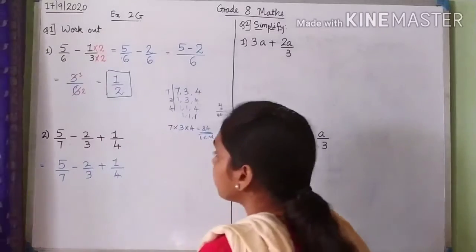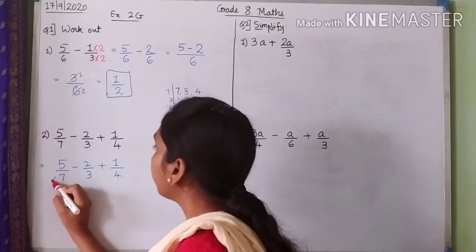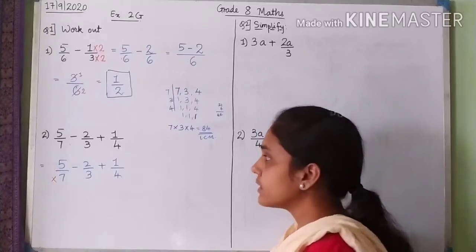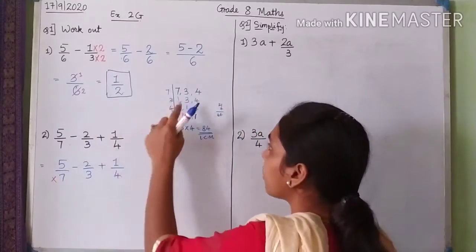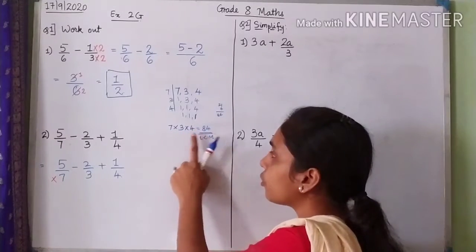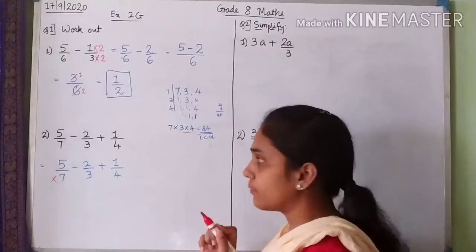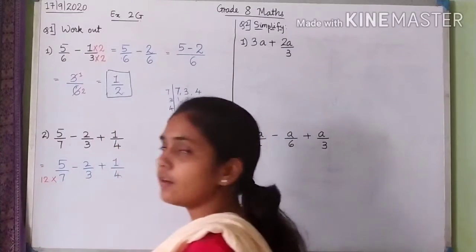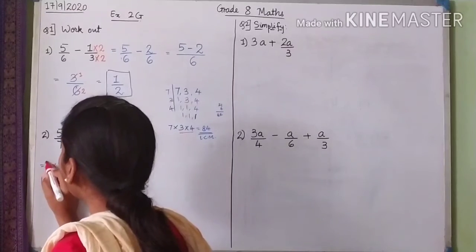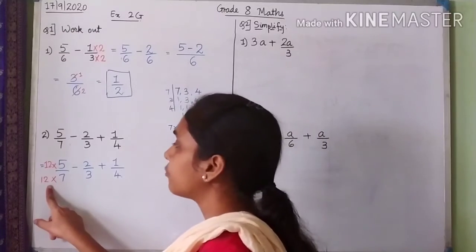Now we see that the first denominator is 7. So on multiplying 7 by which number will we get 84? We just leave 7 and take the other two numbers. If we remove 7, left is 3 into 4, so 3 into 4 is 12. If we multiply 7 by 12, we will get 84. Why? Because we have to change each denominator to the LCM. So this 7 I have to multiply by 12.